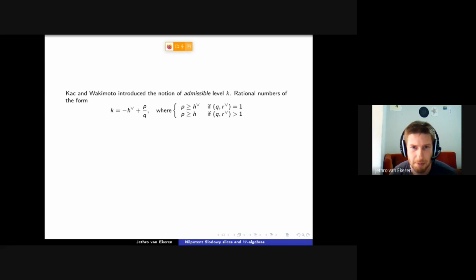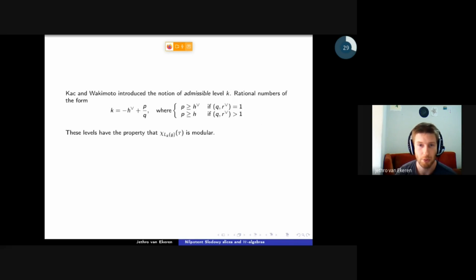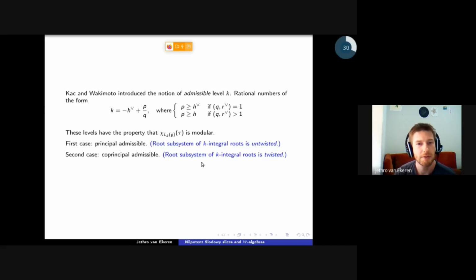I don't really have time to go deeply into the background on admissible levels, but basically there are certain rational levels which are characterized by these conditions here: minus the dual Coxeter number plus some fraction p over q, with some conditions on p and q, which have this important property of modularity, or rather the partition function is modular for these levels. So just for later reference, I want to introduce these words. The principal admissible and co-principal admissible refer to these two cases. In other words, they refer to whether the denominator of the level is coprime to the lacing number of the Lie algebra or not. This distinction turns out to be important because a certain important root subsystem that will appear in these respective cases turns out either to be an untwisted affine root system or a twisted affine root system.